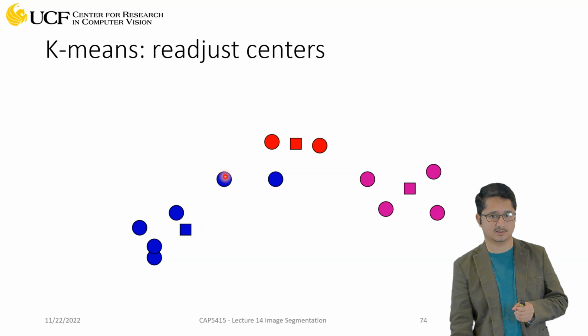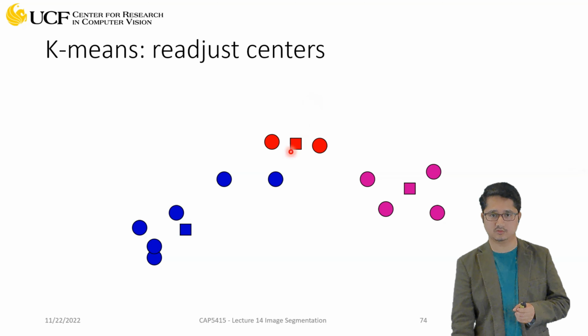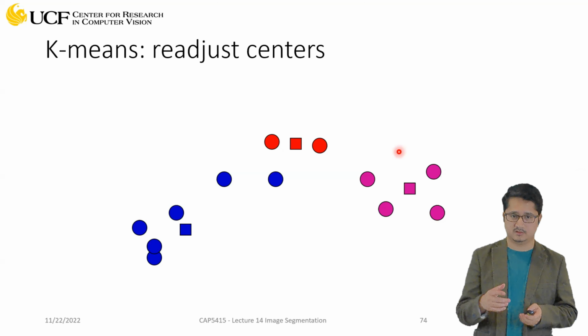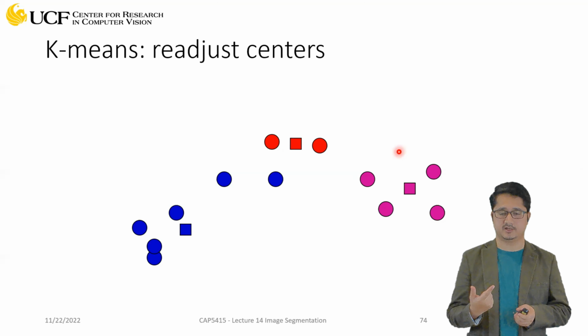You can see the cluster center was at this location, and it moved to this location. You will do the same for the red cluster, and you can see it's basically at the center of these 2 points, because you only have 2 points and the average is going to be at the center. Similarly, for the pink one, this will be the center based on these 4 points. Right, now you again reassign.